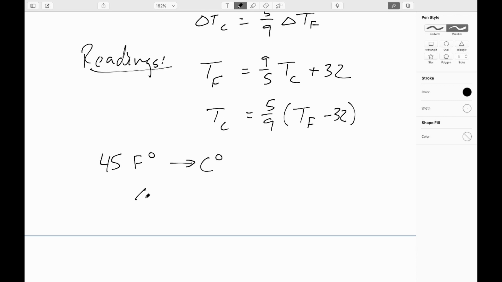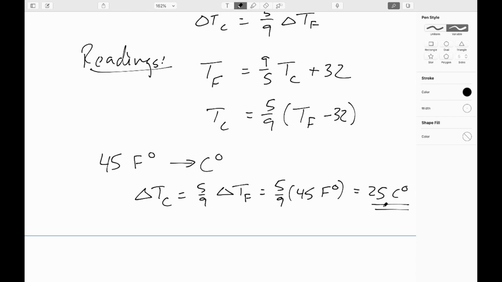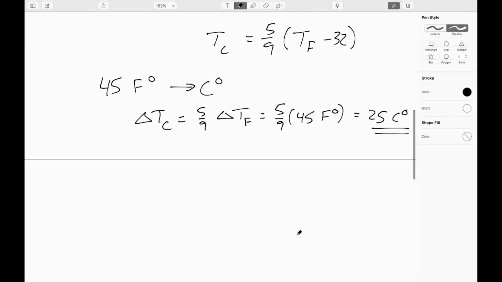So we will use that delta TC is 5/9 delta TF. So this will be 5/9 of 45 F degrees, which will give me 25 C degrees. Alrighty. Now let's go and do 45 degrees Fahrenheit to degrees C.